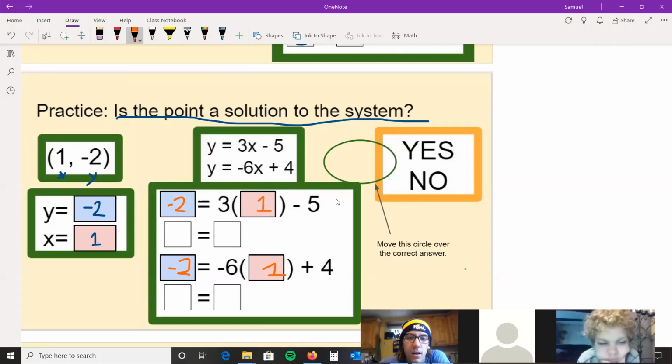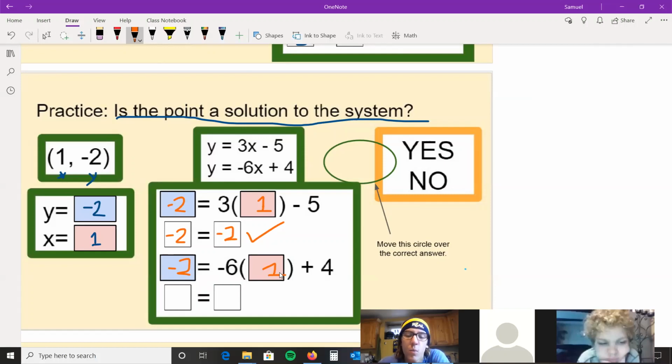And then I solve. So I say, okay, well, this is 3 times x. Now it's 3 times 1. So 3 times 1 is 3, minus 5 takes me to -2. So the left side is -2. So -2 is equal to -2. Yeah, it's a true statement. So this worked for this equation. Now we check the second equation.